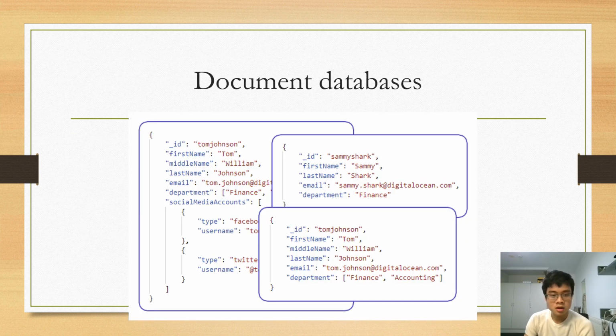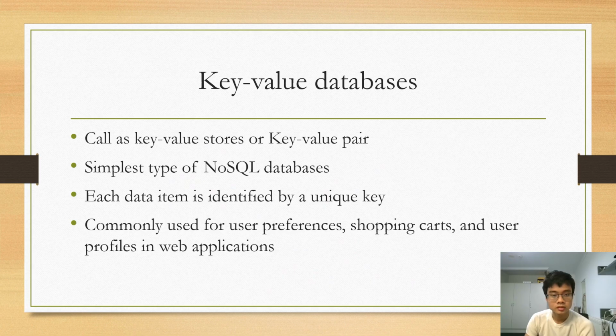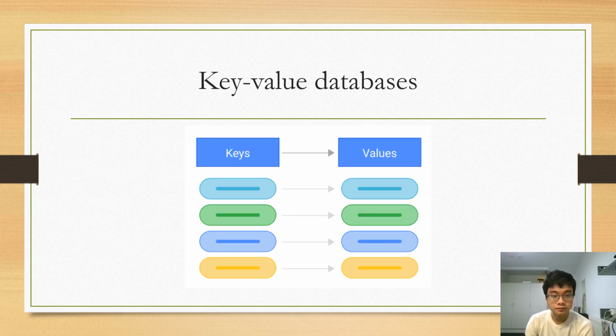In this picture, it shows how document database stores the data. Next, key value database. We can also call it key value store or key value pair. It is the simplest type of non-SQL database. Each data item is identified by a unique key. It's commonly used for user preference, shopping cart, and user profile in web application. Now here is the picture of how key value database stores the data.